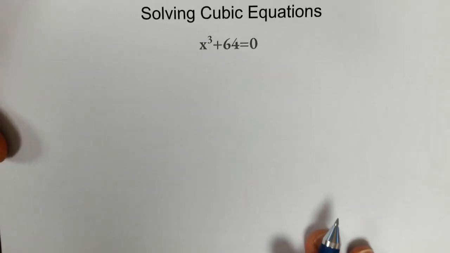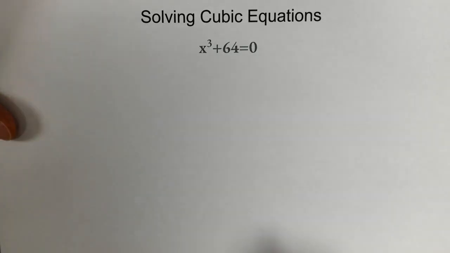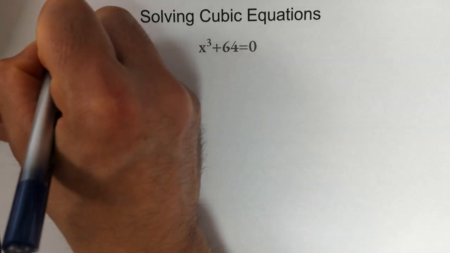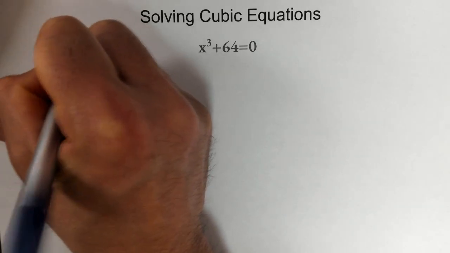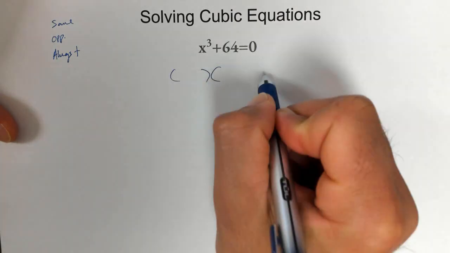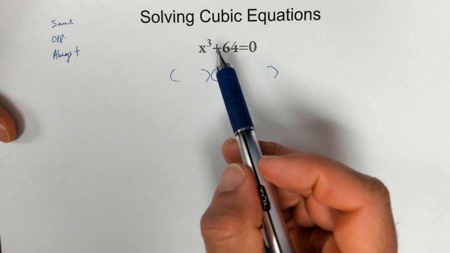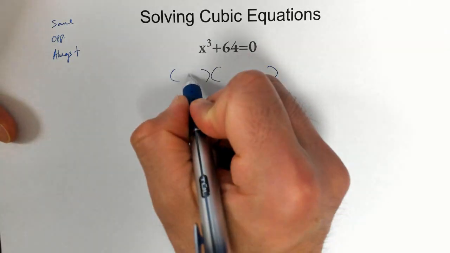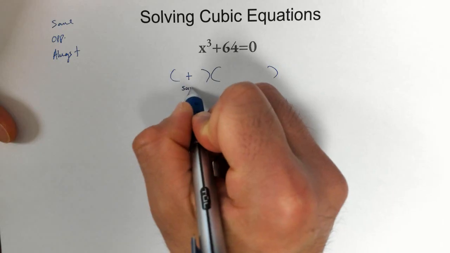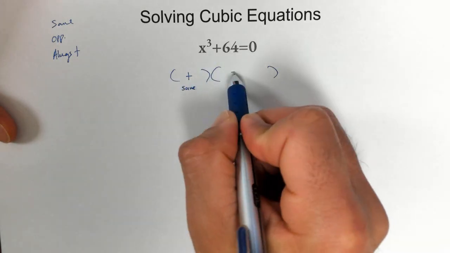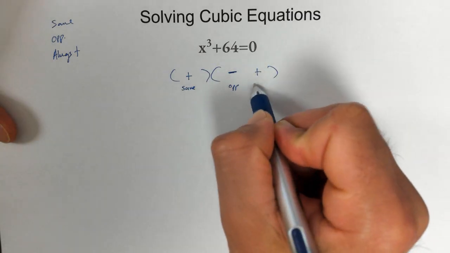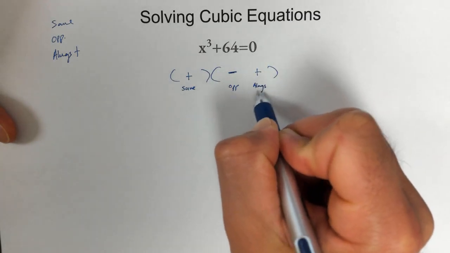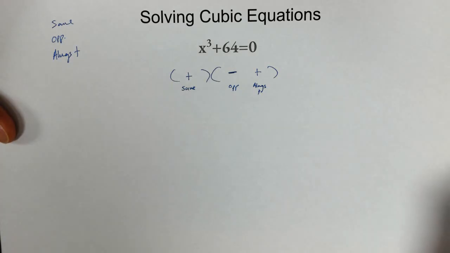Okay, so here, to start the SOAP method, right? Same, opposite, always positive. I need to first look at the signs. If I start with a plus, I will start with the same sign. This is plus. And then I go into the opposite sign. And the last one will always be positive.